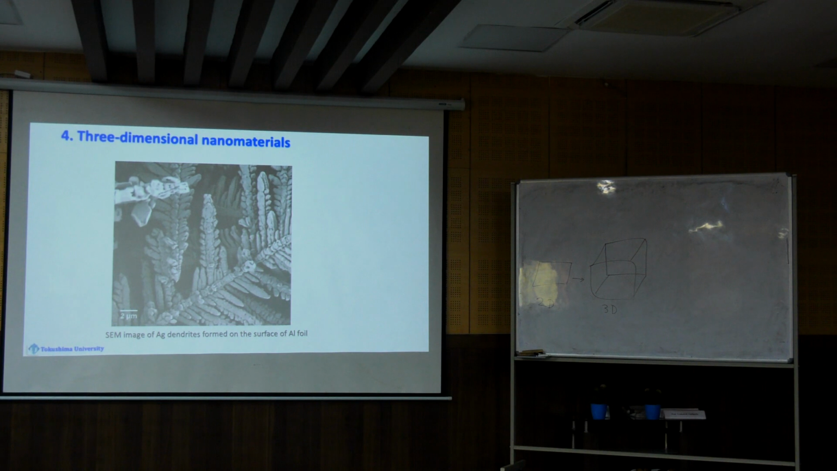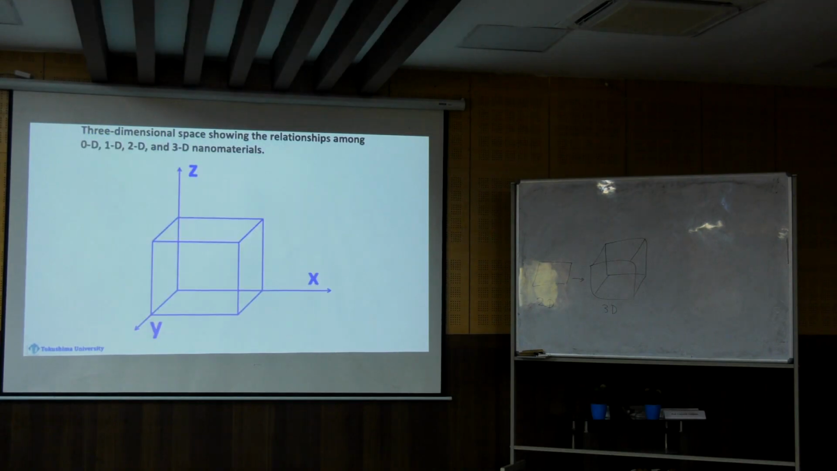This is another example. So this one is Ag, silver. So here X, Y, Z, this direction can be controlled, okay. So to understand 0, 1, 2, 3 dimension, how will you remember that this is 0 dimension, this is 1 dimension, this is 2 dimensional, this is 3 dimensional?